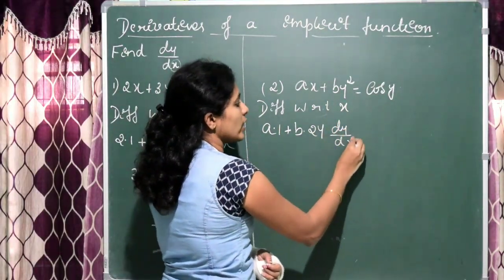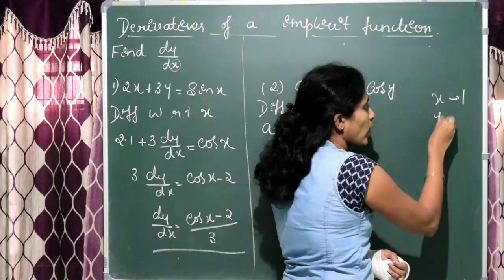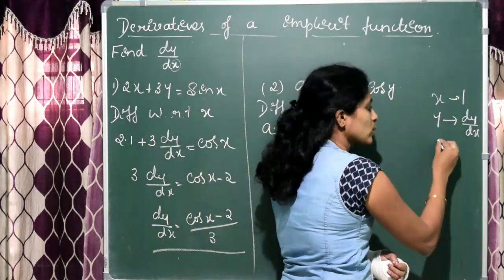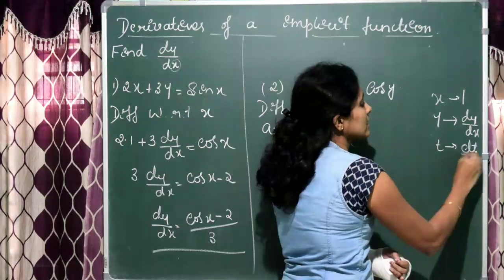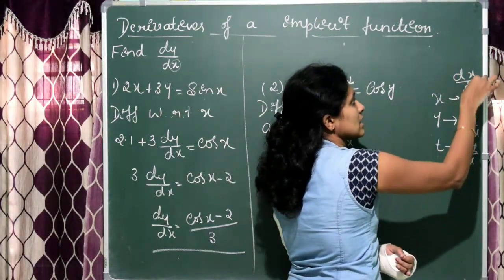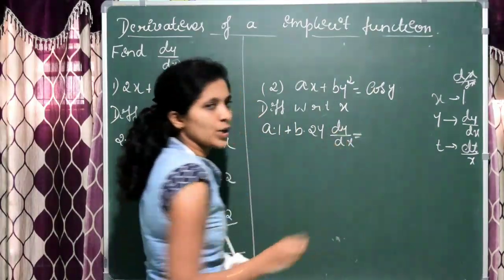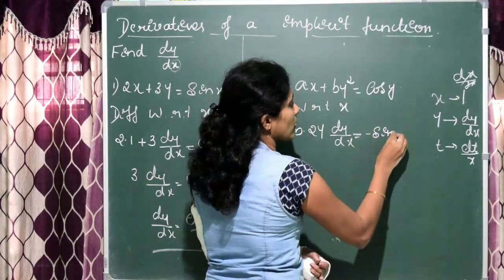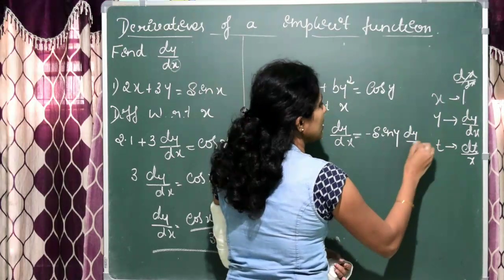Remember this one. Whenever you have x, then the derivative will be equal to 1. Whenever you have y, derivative of this will be equal to dy by dx. If you have t, then derivative of t with respect to x will be dt by dx. Actually, this is also dx by dx, but dx and dx will get cancelled. This is equal to 1. Remember that one. So this is equal to derivative of cos y will be minus sin y. Again we have here y, so derivative of y will be equal to dy by dx.